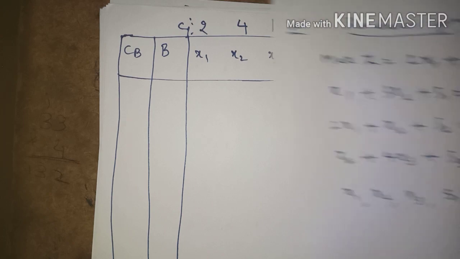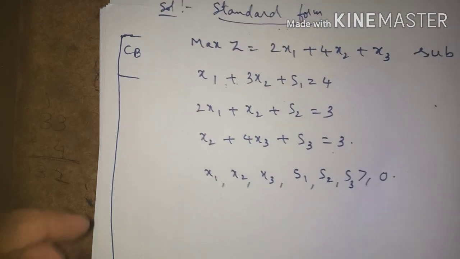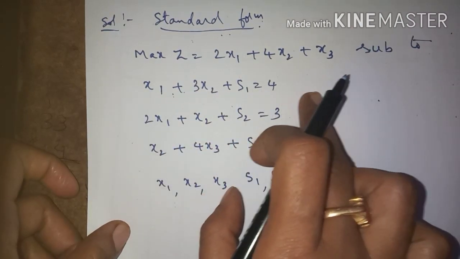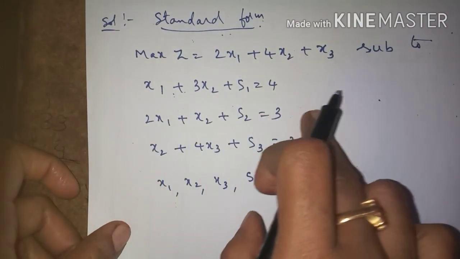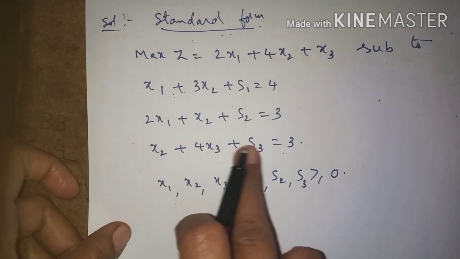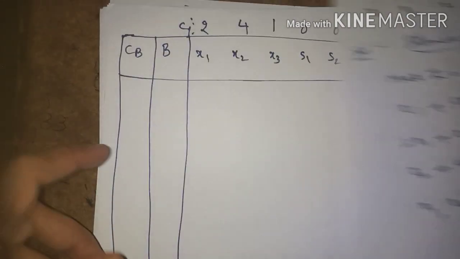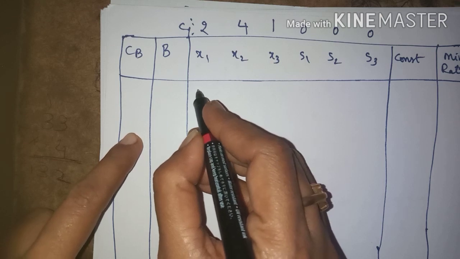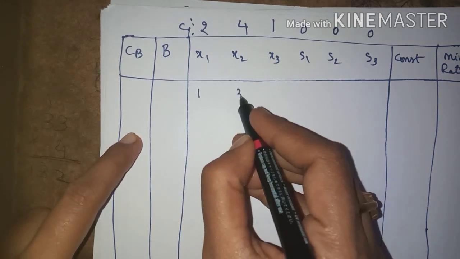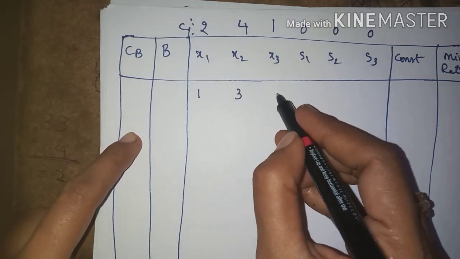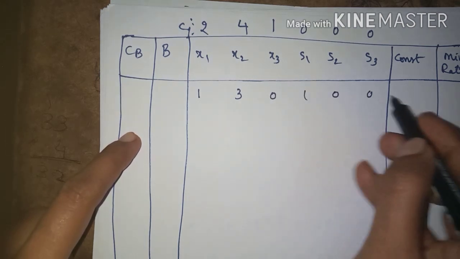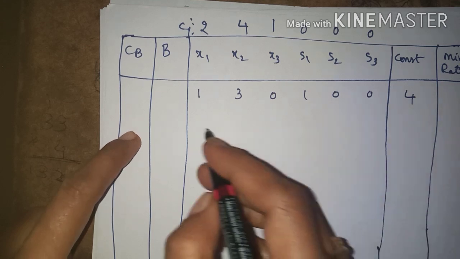After that we have to draw the body of the simplex table. How to write the body of the simplex table? Using the first constraint, first row. Using the second constraint, second row. Using the third constraint, we will get the third row. The first row is coefficient of x1 1, coefficient of x2 3. Is there any coefficient of x3? 0. S1 is 1. S2 there is no. S3 there is no. Constant is 4.